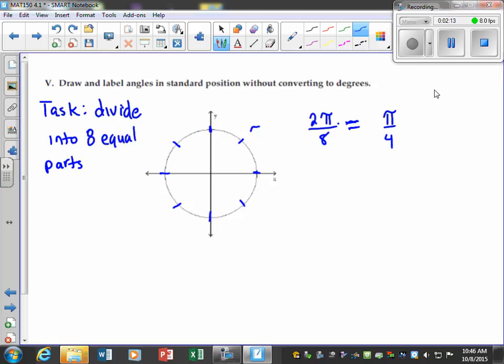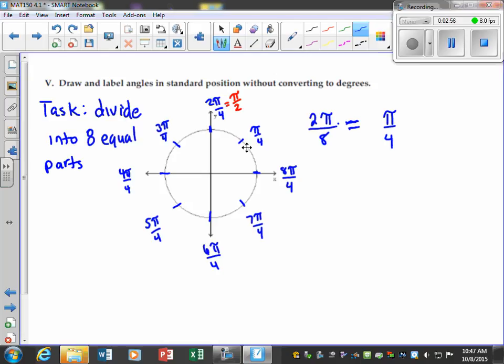So this one is 1 pi over 4, 2 pi over 4. Now we're going to go back and clean this up as we go, but I want you to see it. 3 pi over 4, 4 pi over 4, 5 pi over 4, 6 pi over 4, 7 pi over 4, and 8 pi over 4. Now, what do you notice? What can we do to make this a little more simplified? You reduce anything that can be reduced. So what does 2 pi over 4 reduce to? Pi over 2, right?